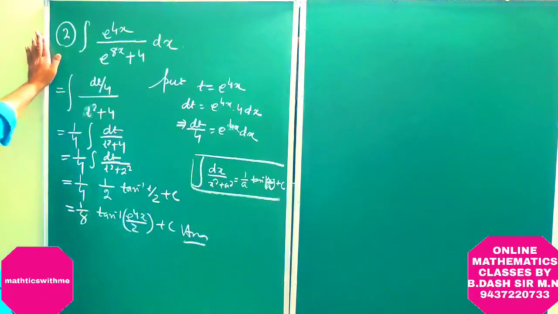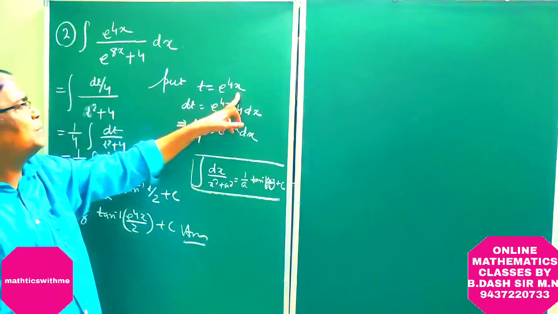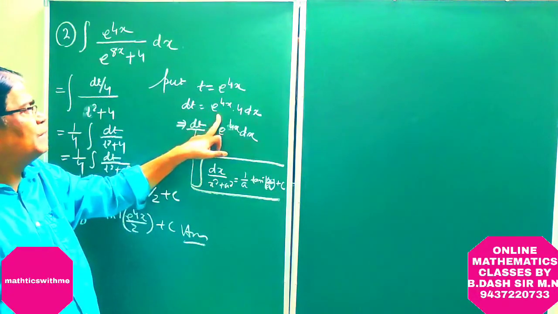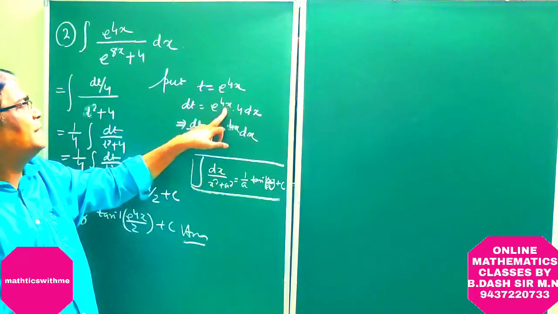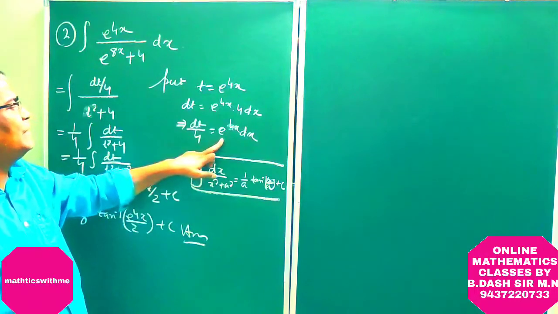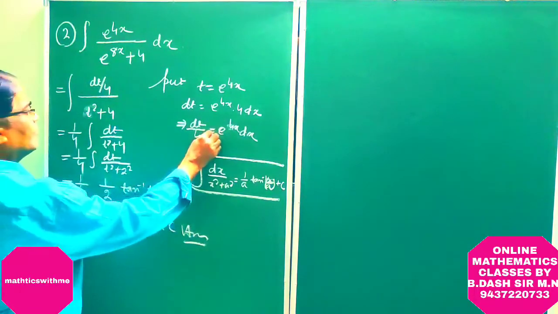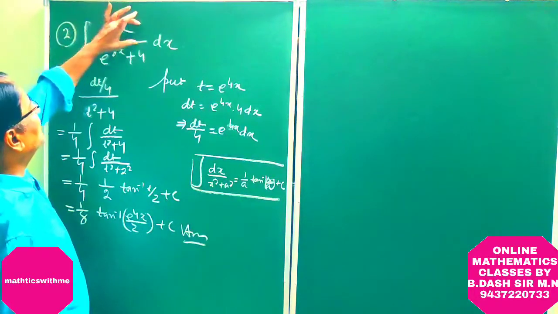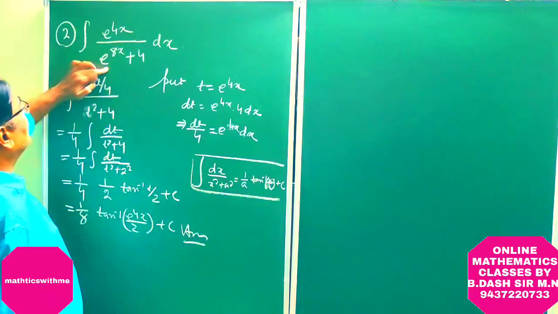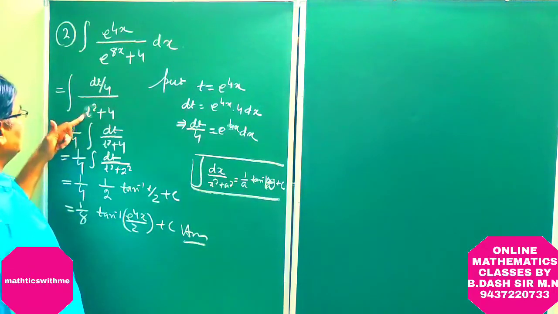So here we have to integrate e to the power 4x by e to the power 8x plus 4 dx. Putting t is equal to e to the power 4x, we get dt is equal to e to the power 4x, derivative of 4x is 4, into dx. So dt by 4 is equal to e to the power 4x into dx. Now replacing e to the power 4x dx by dt by 4 and e to the power 8x by t square, we get this expression.